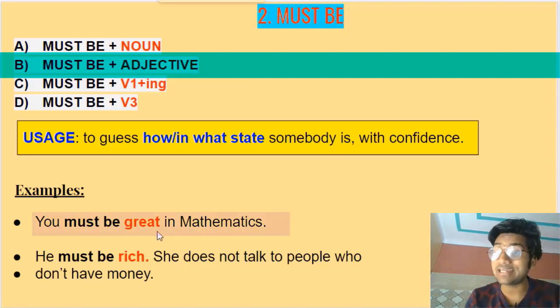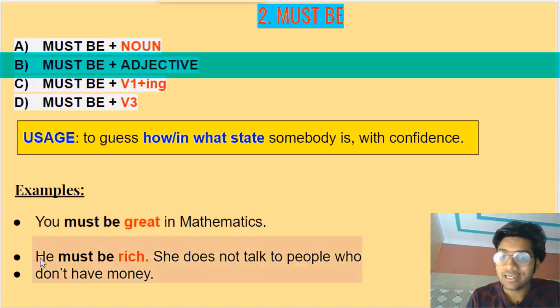You must be great in mathematics. You must possess something, a quality. You must be in a particular state of existence. What is that? Greatness. You must be great in mathematics. Why am I saying that? Let's suppose I'm trying to solve a problem, and I've been trying to do it for a long time, and you just come here, look at the problem, and just solve it in a couple of seconds, which makes me believe that you must be great in mathematics because it was a math problem and you just solved it.